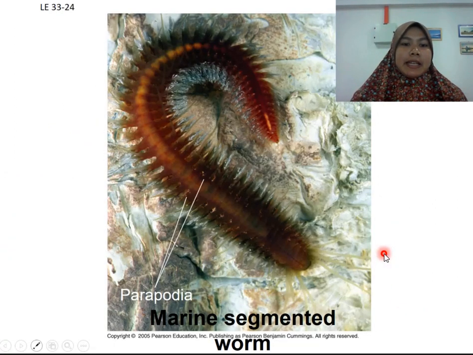And this is the parapodia of a marine segmented worm. I think that's all. We did cover the phylum Annelida.